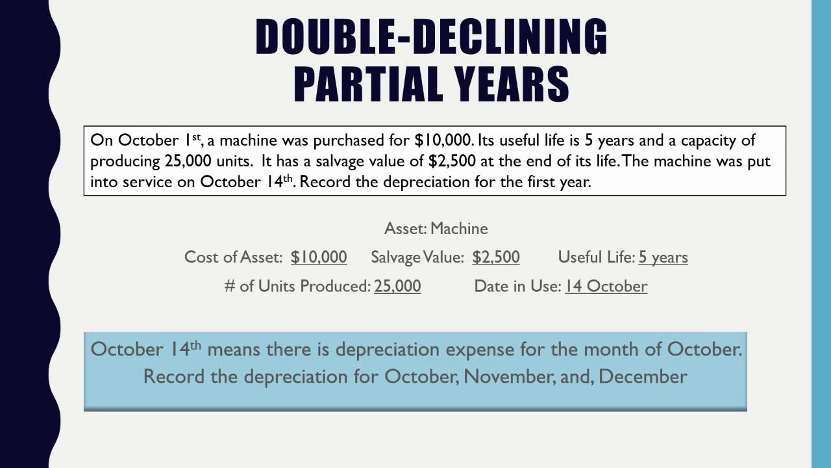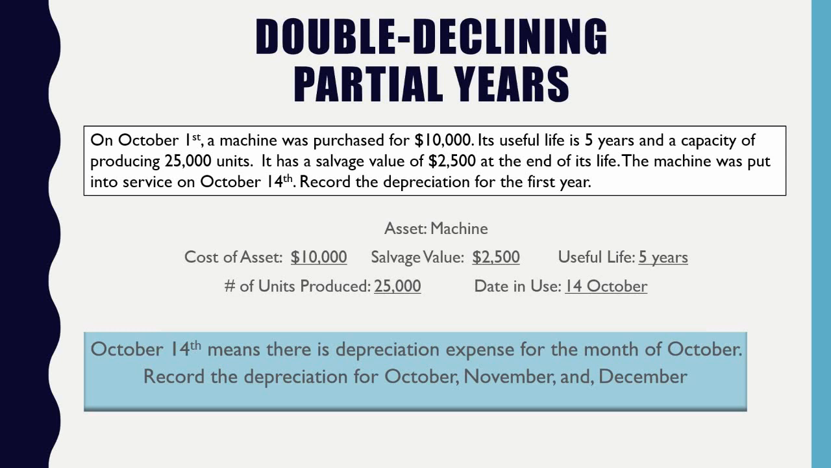So in this case, I bought an asset. It's worth $10,000. That's what its cost is. And it has a salvage value of $2,500. Its estimated useful life is 5 years, and it can produce up to 25,000 units. And the date that you place it into service is going to be October 14. So when we talk about the date that we placed into service, this is October 14. So what does that tell me? This tells me, is it more than 50% of October? Right? What's the rule?